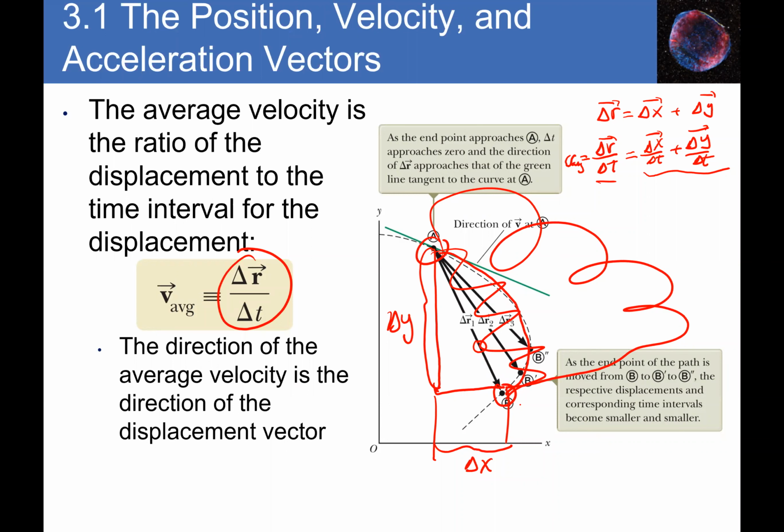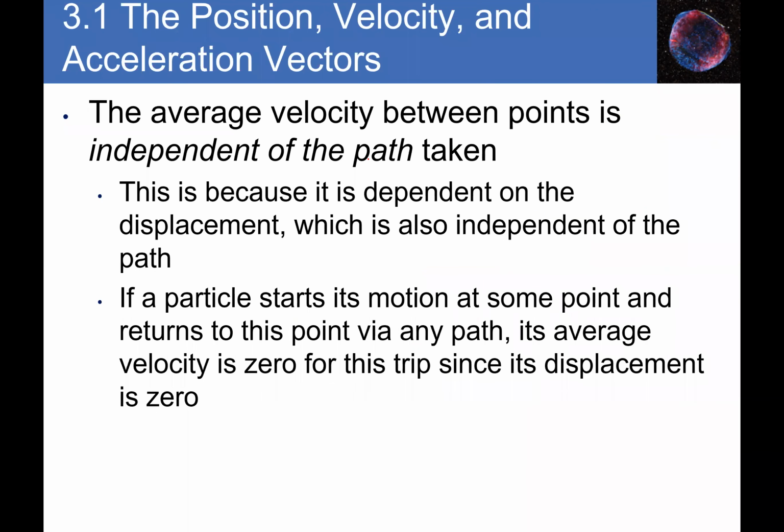Why? Because displacement is only in terms of initial point and final point. I don't care how I got there. As long as I know what my initial position is and what my final position is, we draw this vector straight from A to B and use that to find displacement. So that's why average velocity between points is independent of the path taken.